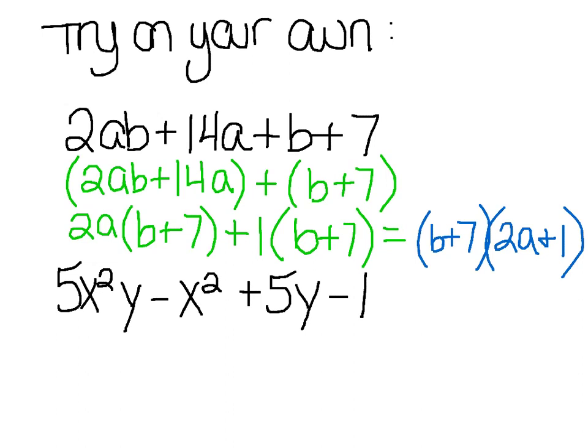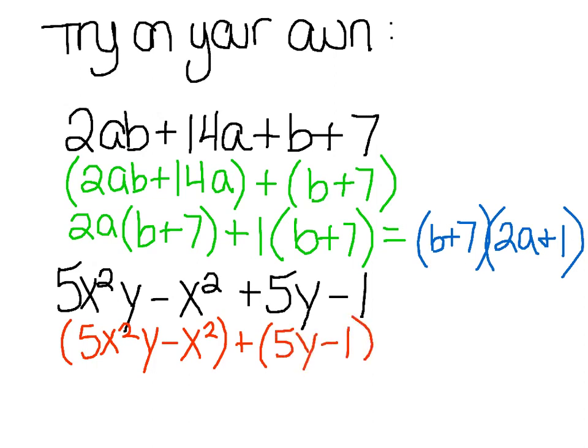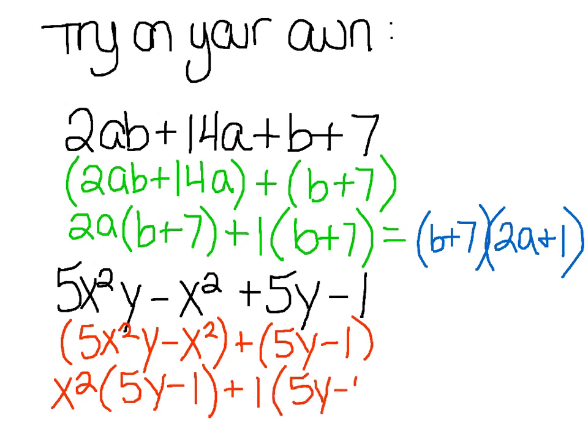All right, with the second one, we have 5x squared y minus x squared plus 5y minus 1. In this first one, I'm going to pull out a GCF of x squared, and I'm left with 5y minus 1. If you would switch the negative x squared and 5y, you'd have a little bit of a different answer right now, but our final answer should be the same. Plus 1 times 5y minus 1. Factoring that by taking the common binomial, I'm going to have 5y minus 1, and the rest is going to be my GCF, x squared plus 1.